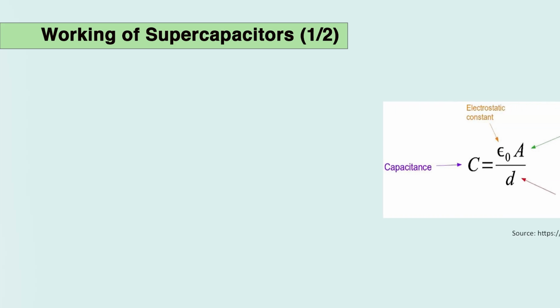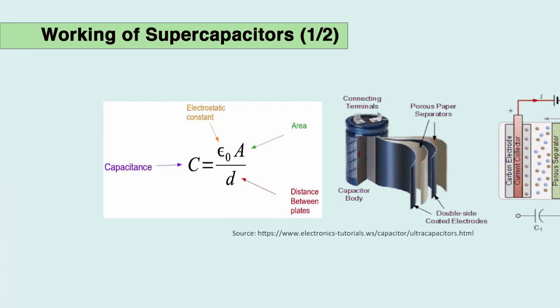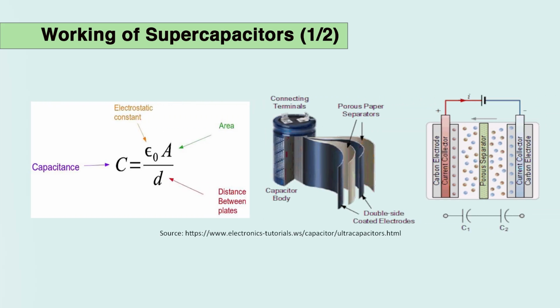Let us understand how the supercapacitor works. As you can see in the picture, the second picture shows the cut view of a supercapacitor. We have a porous paper separator in between the two electrodes, which is the capacitor body, and at the top we have the connecting terminals. So this is the typical structure of a supercapacitor.